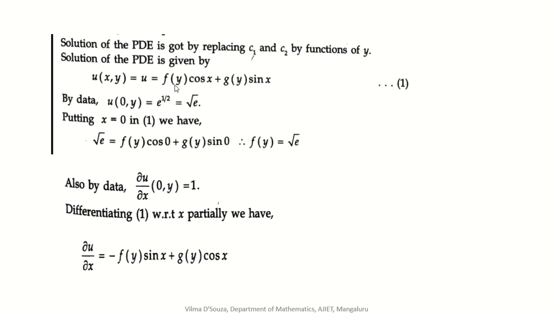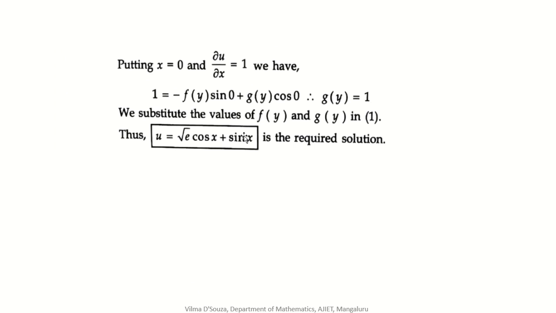f of y is root e, g of y is 1. So u will be root e cos x plus 1 into sin x, that is sin x itself. I have written here, you can see g of y is equal to 1.